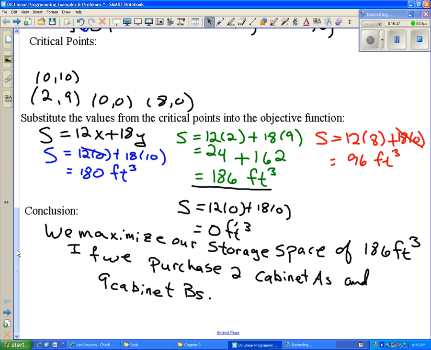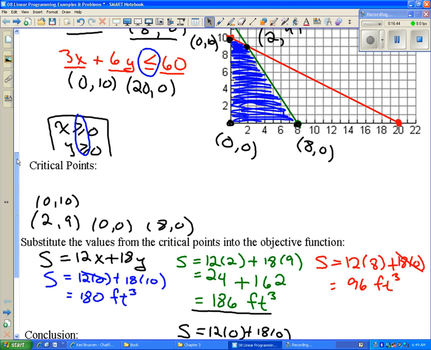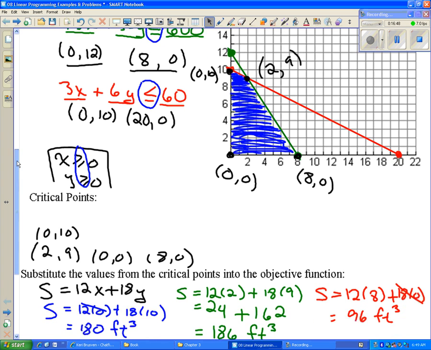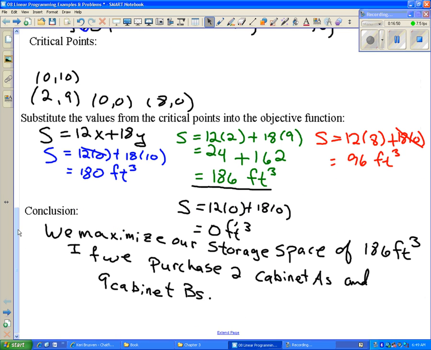Since we did the constraints, we know that buying 2 cabinet A's and 9 cabinet B's, I am not going to go over my $600, and I'm not going to go over my 60 feet, because that's the whole purpose of putting the constraints in. Hopefully that does make some sense.